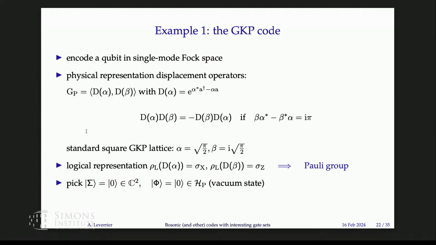Then you need to choose a logical representation, a two-dimensional representation of the group. You pick the representation that associates sigma x to displacement by alpha, and sigma z to displacement by beta. This is just the Pauli group. Now you need to pick two states. For the logical state, you just pick 0. For the physical state, you just pick the vacuum state.